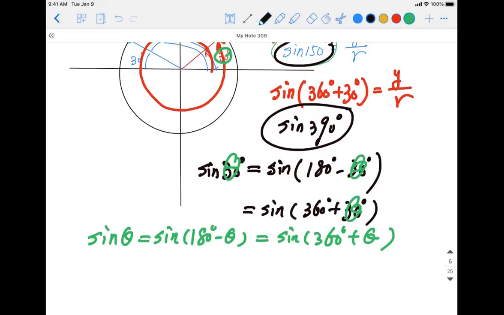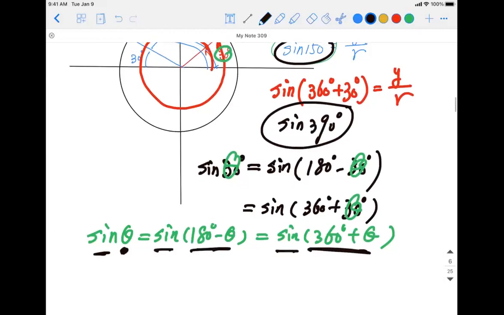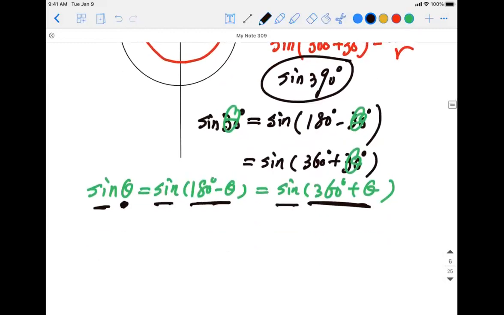Looks like you are trying to do some angle manipulation. You change some angle, adding something, subtracting something, and maybe you can keep the original sine value the same. The sine value won't change if you do a certain kind of angle manipulation. And this is actually the prototype of our trigonometry cofunction.